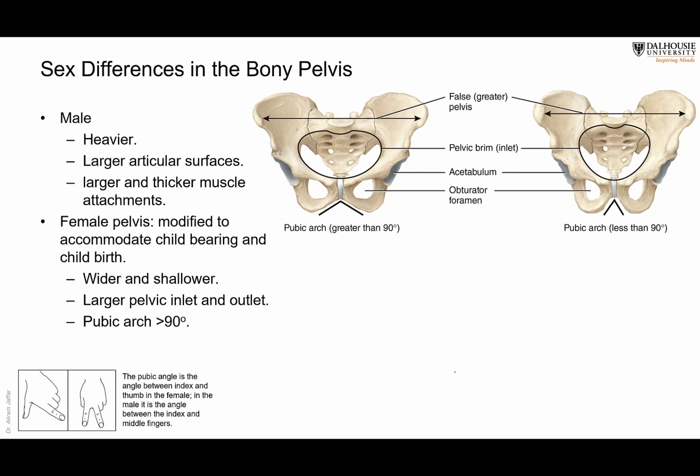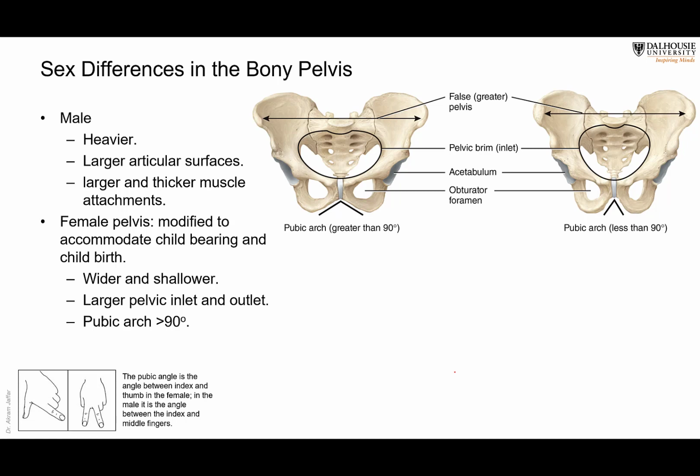But for the pelvis specifically, the male pelvis is longer and narrower. If you compare it with the female pelvis, that will obviously be smoother than the male pelvis. But the most important is that the female pelvis, to allow for childbearing and childbirth, will be wider and shallower than the male pelvis.